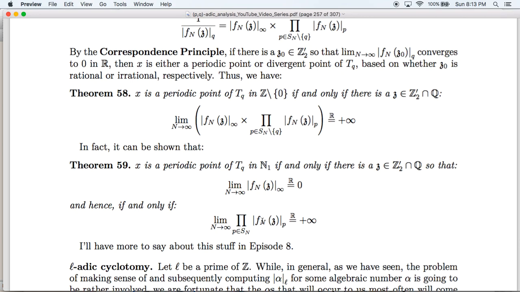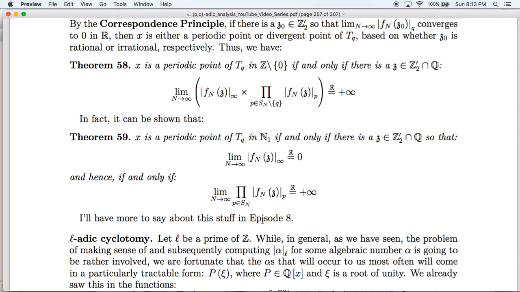I'll have more to say about this stuff in episode 8 when we finally get into all of the nitty-gritty details. So now again, we started this with a concrete problem in mind.